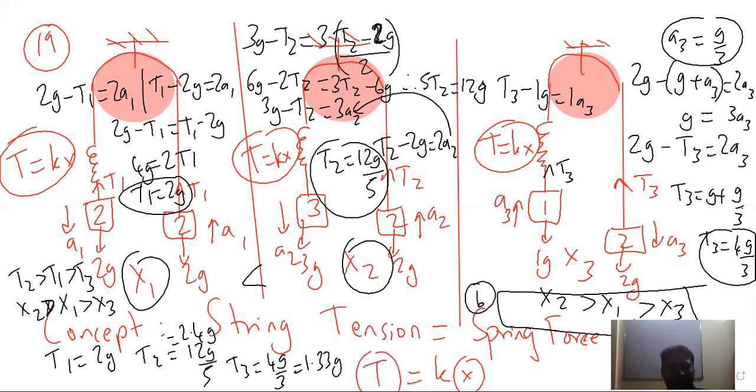So the correct answer to this question is found by finding tension normally. Whichever string has greater tension will have maximum spring force and maximum extension in the spring. So that is the concept.